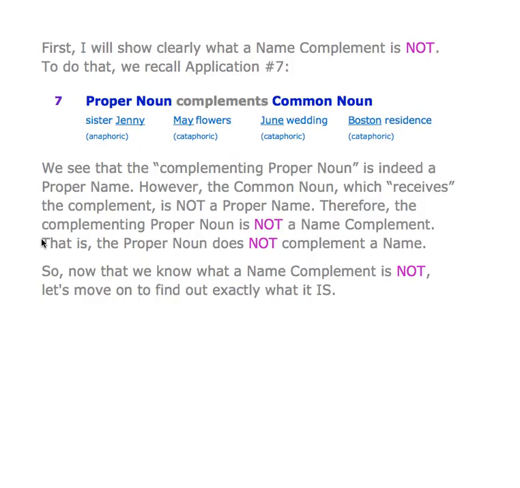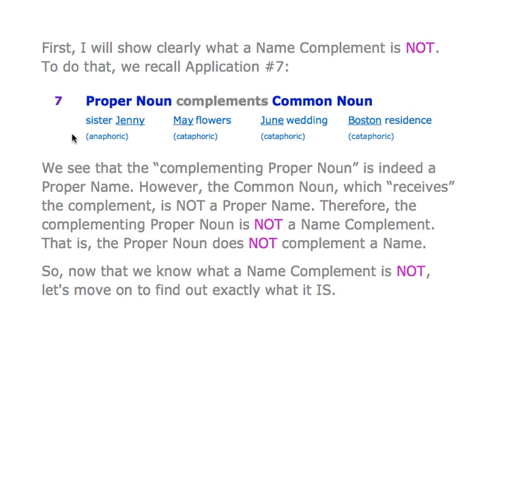First, I will show clearly what a name complement is not. To do that, we recall application number 7. Number 7 reads, proper noun complements common noun. Here are some examples. In this example, the proper noun Jenny complements the common noun sister, and it complements it in an anaphoric direction, in other words, backwards. In this example, May, the proper noun, complements flowers, the common noun, and that direction is cataphoric. It goes kind of forward.